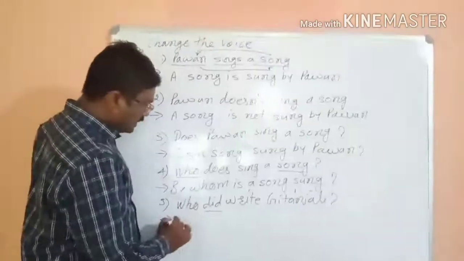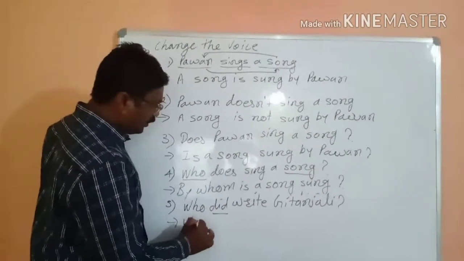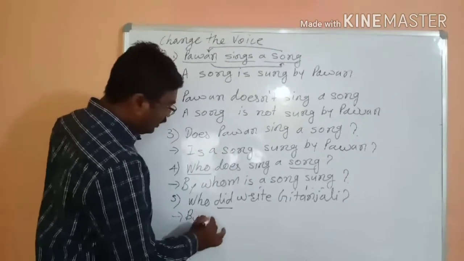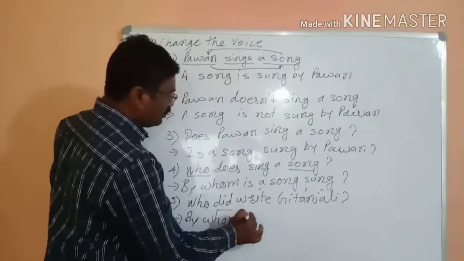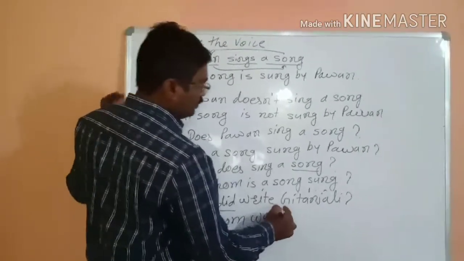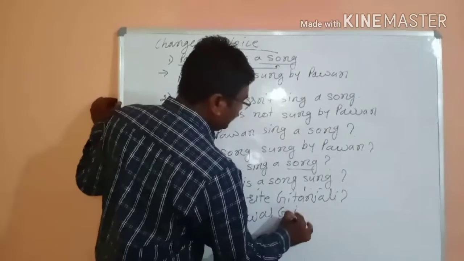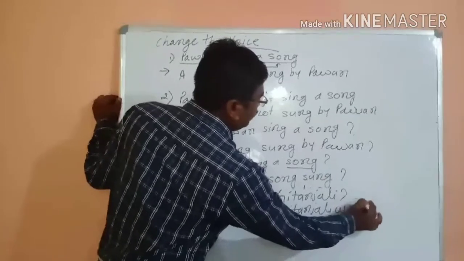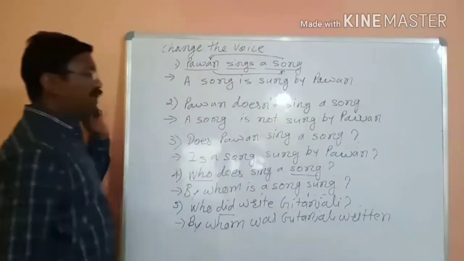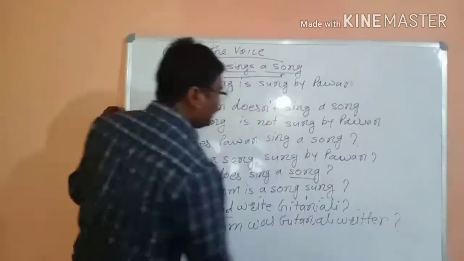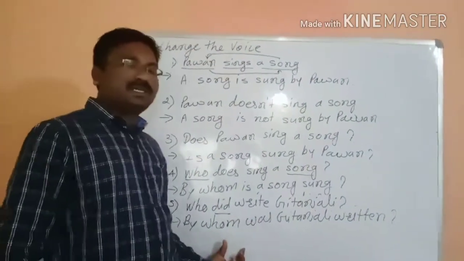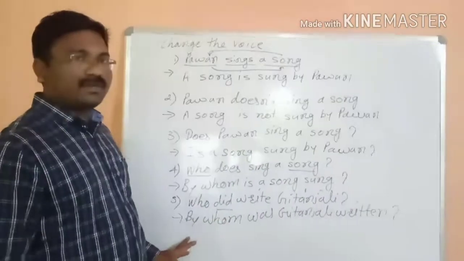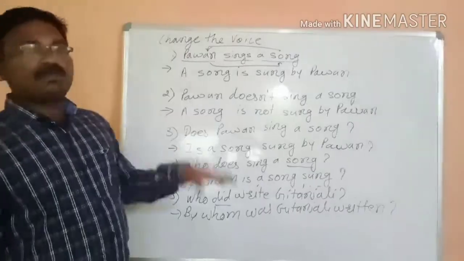Here it's simple past tense, so past, present, continuous tense, auxiliary verb we have to take. By whom was Gitanjali written? By whom was Gitanjali written? In this way WH questions are there, so we can change into passive voice by taking by. Okay, we will see next examples.